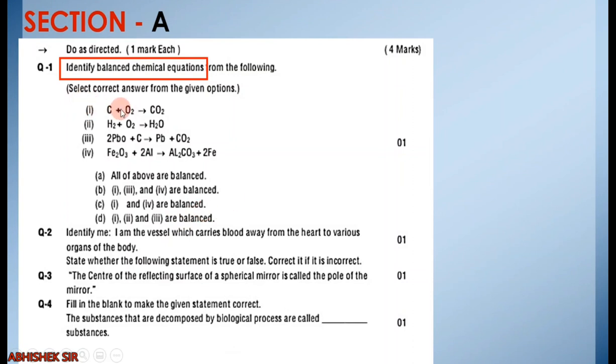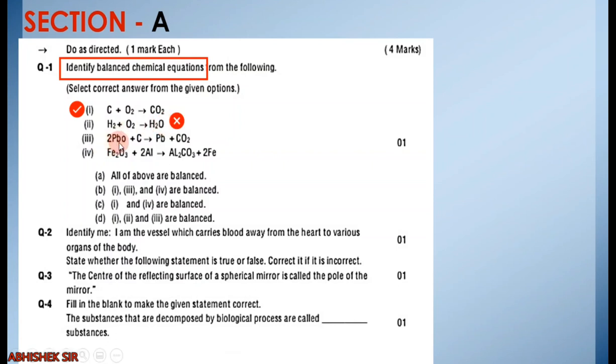The first one is C plus O2. So just we will focus on the elements. Carbon, here we have 1, over here we have 1, so it is balanced. O2, here we have 2, oxygen 2, so this one is balanced. Now let us move on to next one, H2. So over here we also have H2, but here we have 2 oxygen but only 1 oxygen over here in the product, so it is not balanced.